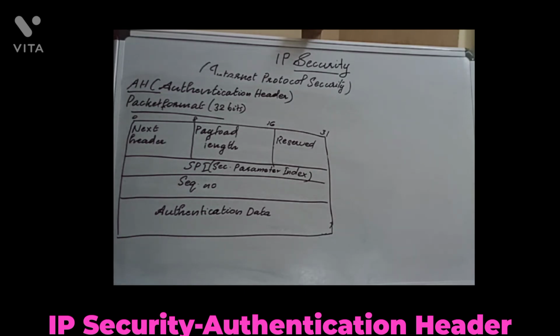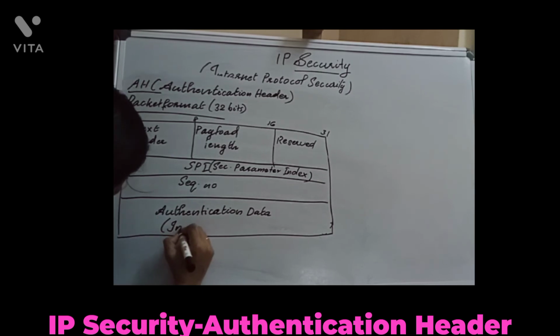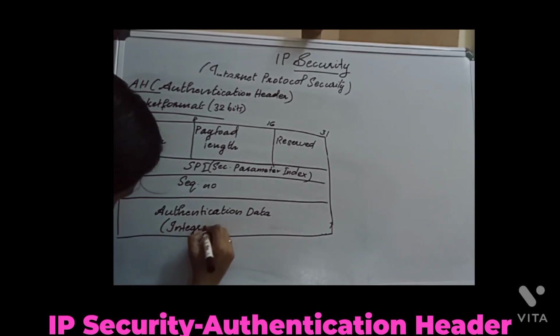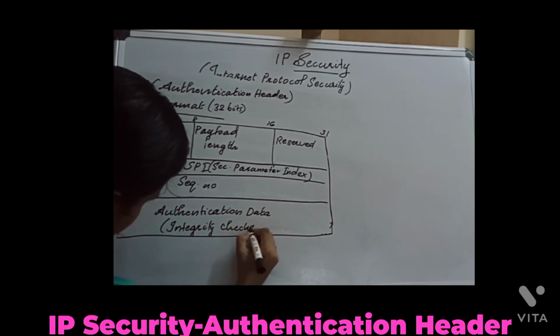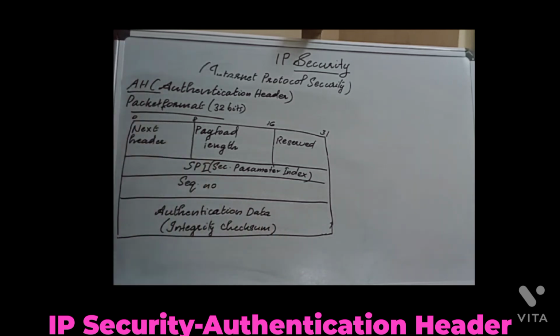Authentication data, we can call it an integrity checksum. Authentication data means what? We have discussed different authentication algorithms in previous classes, that is Secure Hash Algorithm, MD5 algorithm and so on. The result of any authentication algorithm is a message digest or hash code.